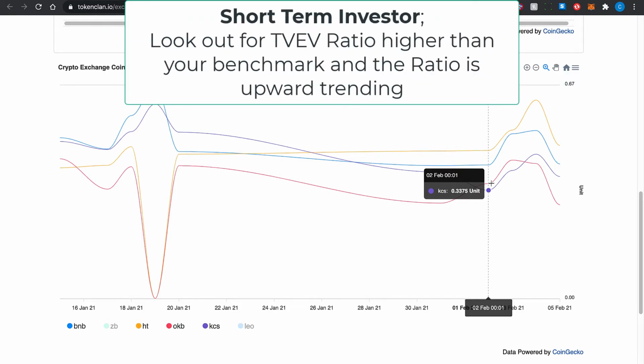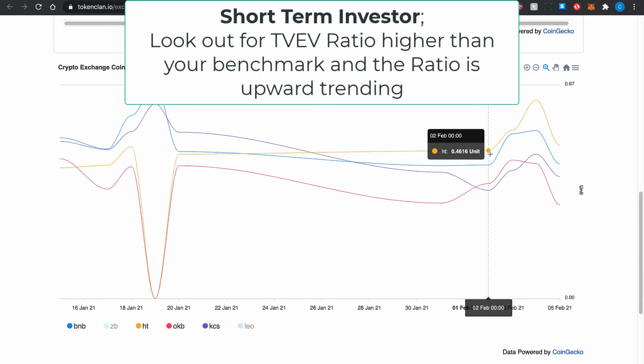And in another scenario, if you are a short-term trader and you are looking towards short-term growth with bursts of momentum, what you might need to look out for is the TVEV ratio being above your benchmark, which is in this case, Huobi token is higher than your BNB. So Huobi token is higher than your benchmark. Because when this value is higher than your benchmark, it means that generally investors' interest in Huobi token is much higher compared to BNB.